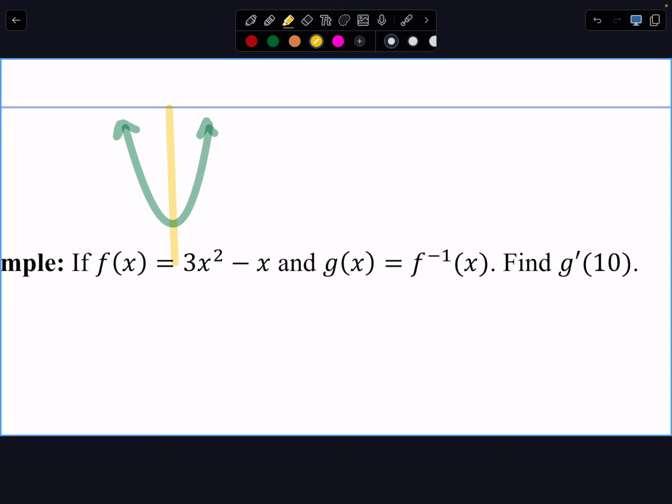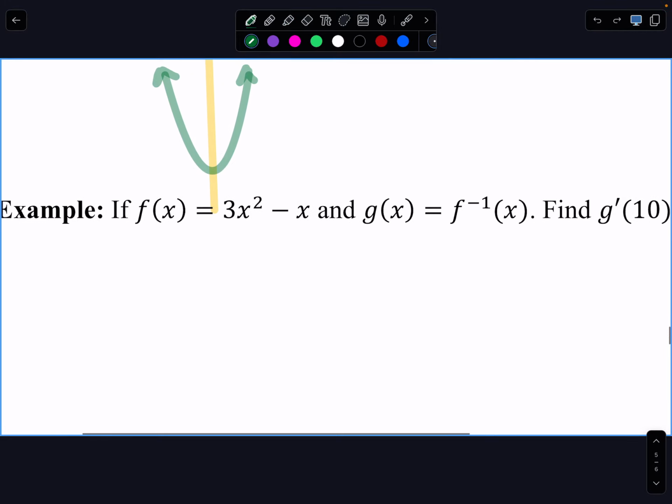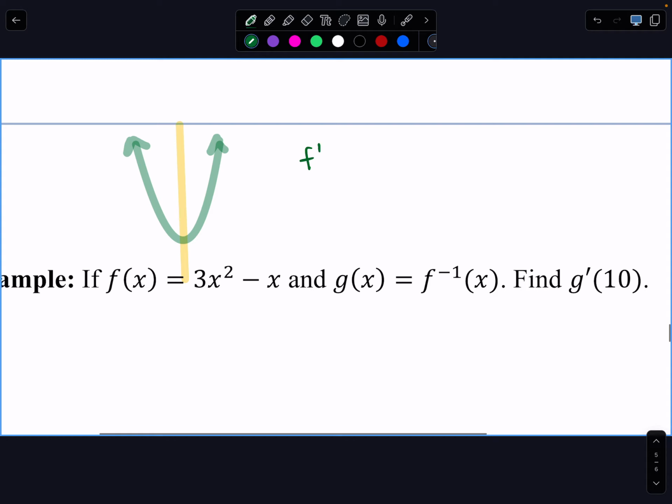So let's find f prime. But you know, the class we're in is called AP Calculus. So how about we do some calculus? Set f prime equal to 0 because you're looking for where the horizontal tangent line occurs. So at x equals 1/6.